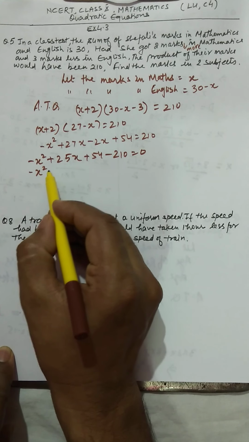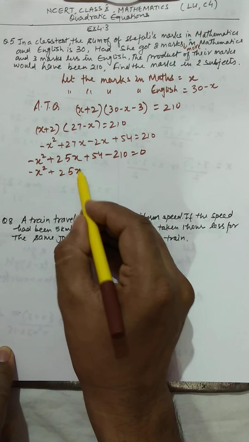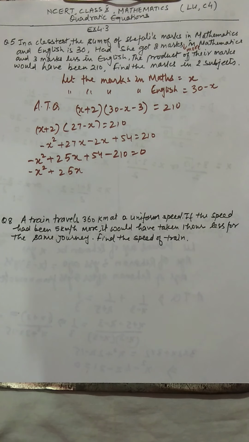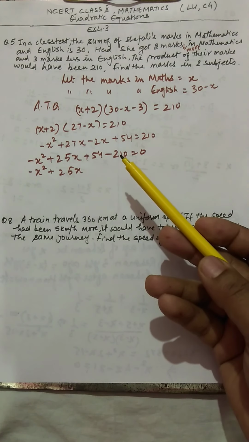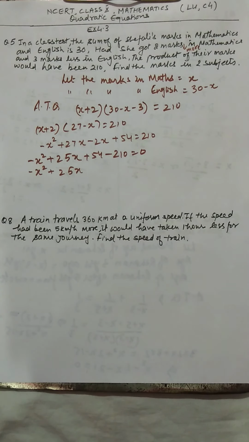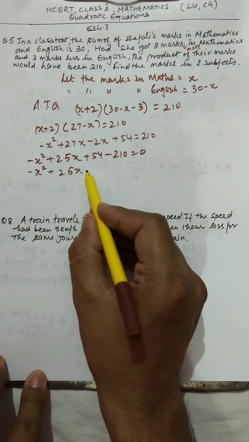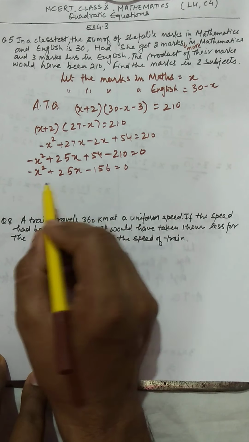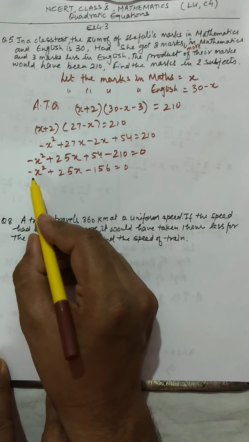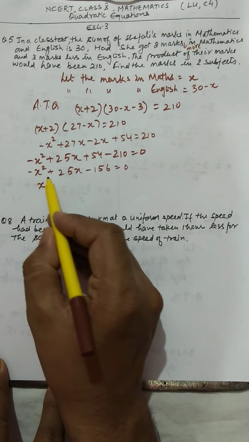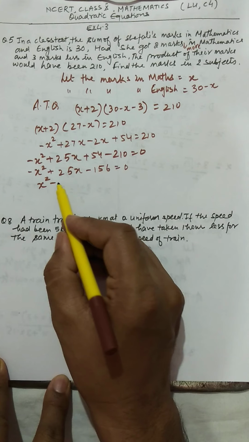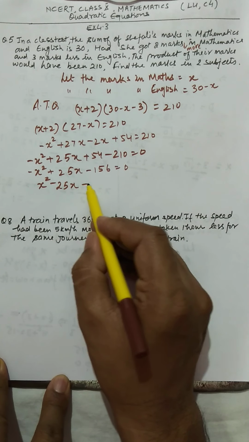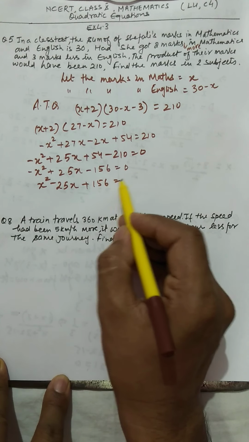So we'll simplify one more step: 25x, and 210 you can subtract from this 54. First you subtract 50, so it will be 160. Then 160 you subtract 4 again. So 160 minus 156 is 156 with a minus sign, equal to 0. Now multiply this equation by minus 1 so that the minus sign of x square is removed. So this is x square minus 25x plus 156 equals 0.